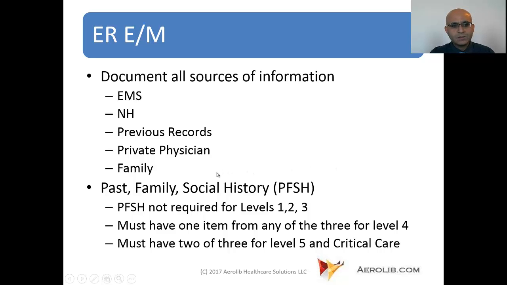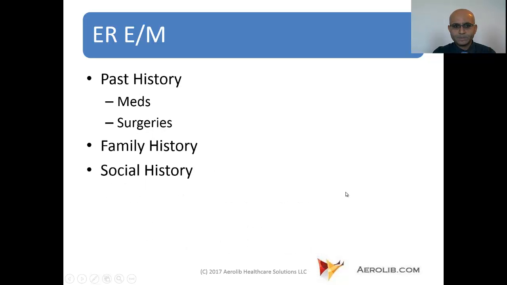Now, of note, past, family and social history is part of some levels. It's not required for level 1, 2, or 3, but you must have one item from any of the 3 for level 4. You must have 2 out of the 3 for level 5 and critical care. Now, past history includes medications and surgeries, family history on what you think is pertinent to the presenting complaint, and social history again. If this is altered mental status, you want to know if there is drug abuse history.